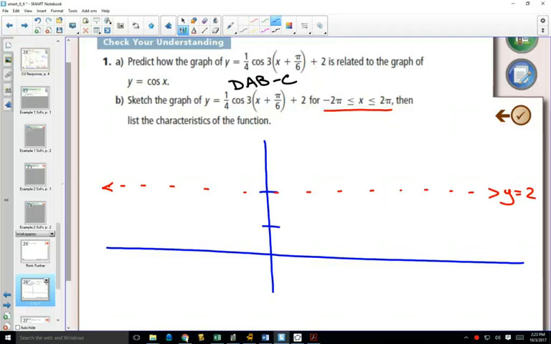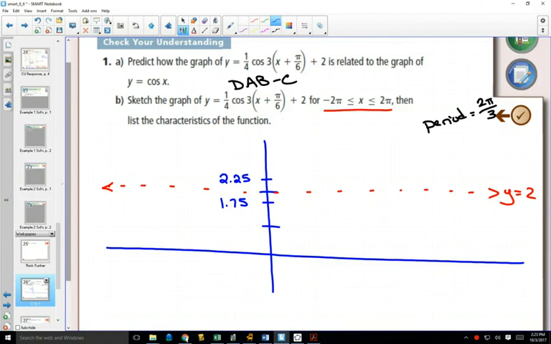Our amplitude is 1/4. So we have to go up to 2.25 and down 1/4 to 1.75 to label our minimum and our maximum. What's our period going to be in this situation? 2 pi divided by the b value is 2 pi over 3.